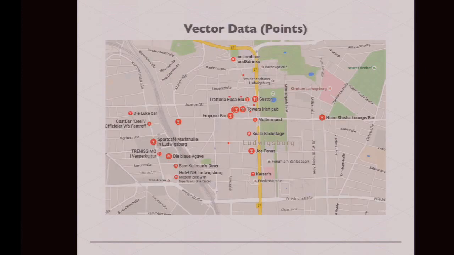The other side is vector data, right? So points, lines, polygons, geometries. So we'll go through some examples. This is a Google search for bars around here, and you see the points where all the bars are. There's one called Scala Backstage, which I think is really interesting because I am a Scala developer, so I'll have to check that out at some point.